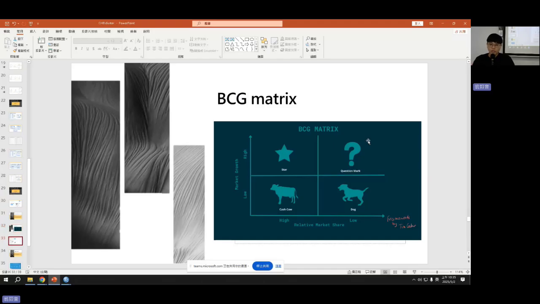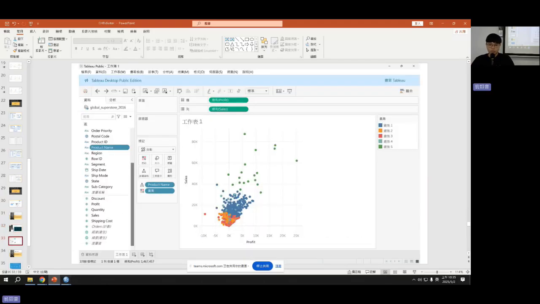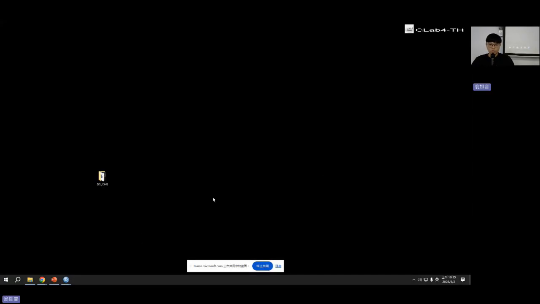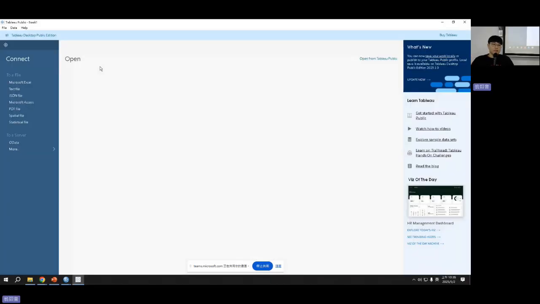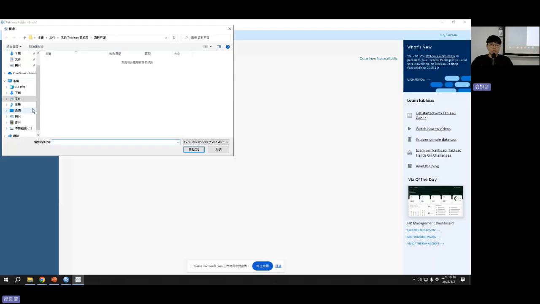So first of all, we go to Tableau. You have to connect it, because this is the first time you guys use Tableau. First, you have to input the data. My data is in Excel format, so I click Microsoft Excel and then find the data set. Later there's an assignment data set for this one, Global Superstore 2016. You will use the same data set as me.